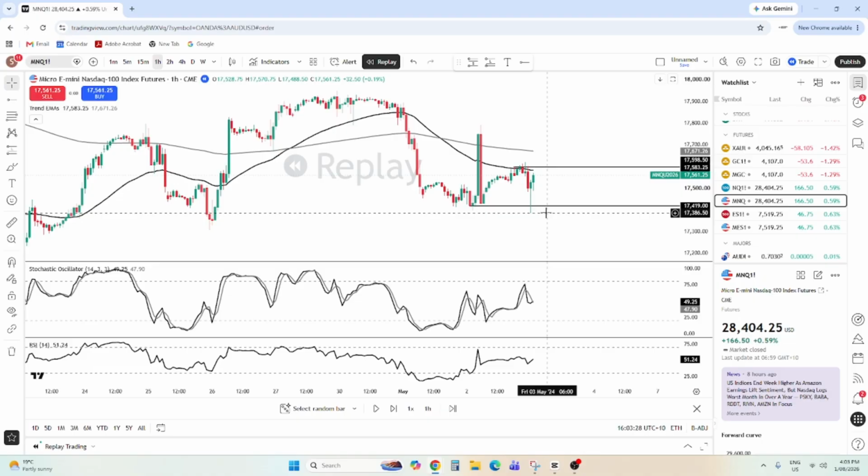And you're always going to see on your bias if there's news coming or not. If there's news coming, normally you don't want to trade before news. You always want to trade 15 to 30 minutes after news, depending on the impact.